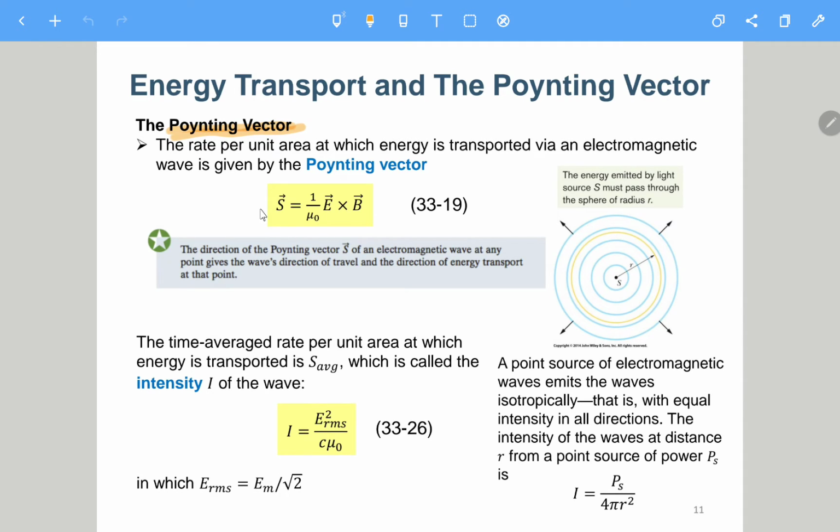The definition of the Poynting vector is E cross B. Just now we already mentioned that E cross B is the direction of the EM wave. So this direction is correct, and it should be divided by mu naught. You can regard it as a definition of the Poynting vector.